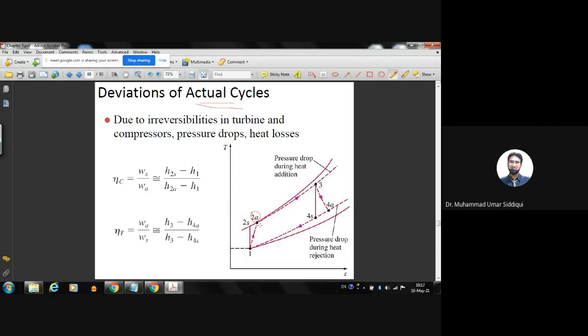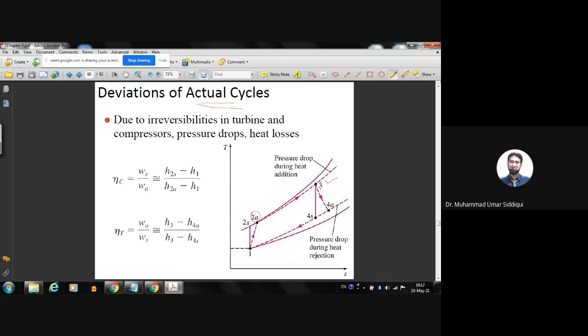Okay, then after that, from 2 to 3, ideally what we assume is that 2 to 3 should be constant pressure heat addition. But in reality, it will not be constant pressure, but there will be a slight drop in the pressure during the heat addition process as well. So the ideal process would be the solid line, but the real process would be the dotted line from 2a to 3.